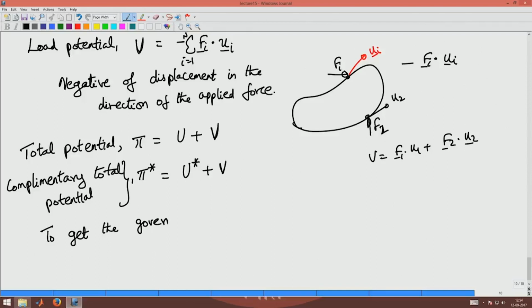Now, to solve problems, just like we had 4 concepts in the force based formulation, what we have to do is minimize this potential in terms of some unknowns, which yields us the solution to the boundary value problem in energy formulation. We will see more of it in the coming lectures. In the energy based formulation, the basic concepts are the strain energy or complementary strain energy, the load potential, and the total potential or the complementary total potential. To solve a problem, we will minimize the potential to get the governing equations for a given boundary value problem.